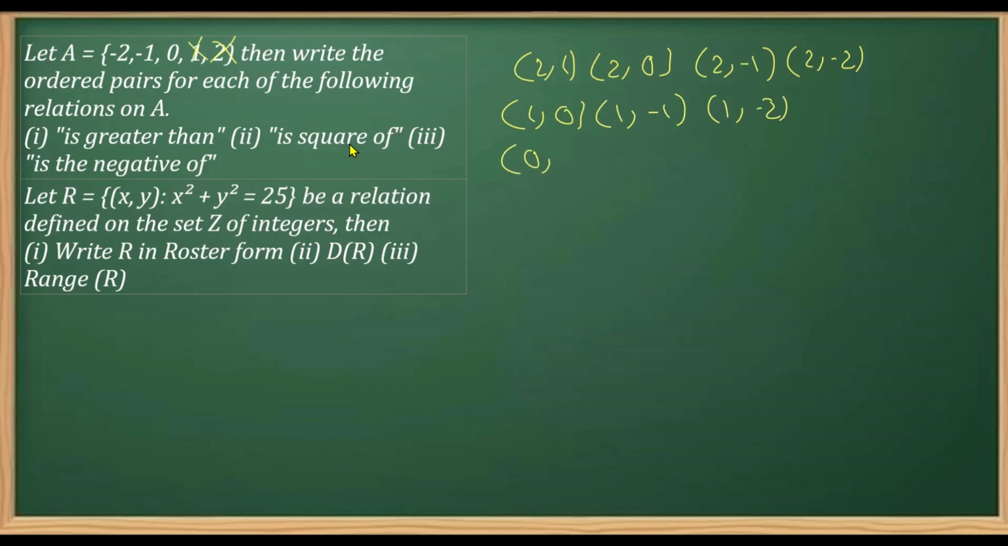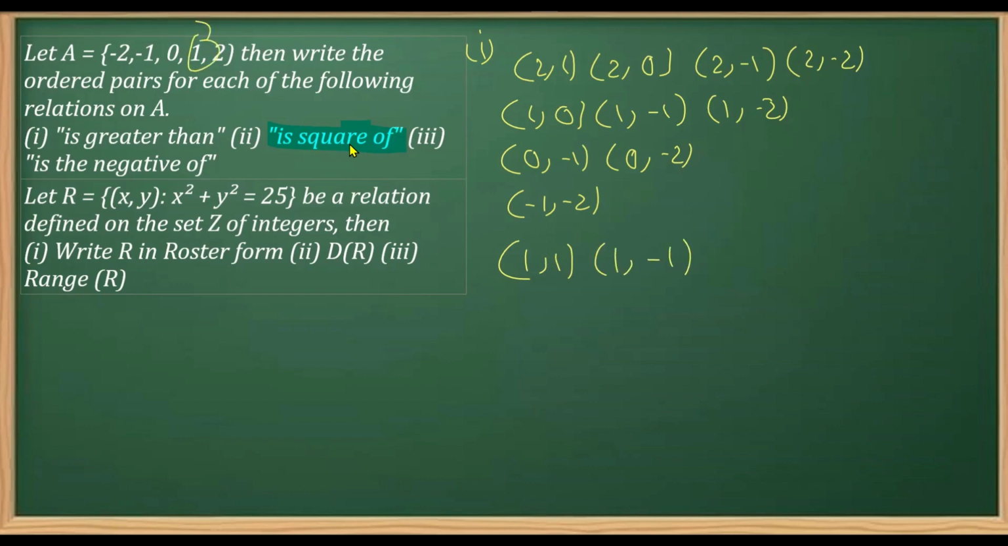Now check for 0. 0 is greater than what? -1, and 0 is greater than -2. Now next is -1. We can see -1 is greater than -2. Right, so -2 is not greater than any one of them. This is how we will do the first part over here. Check for the second part, 'is square of'. So if I begin from the right hand side, 2 is not a square of any number here, right? But then we can see 1 is the square of 1, and 1 is also the square of -1.